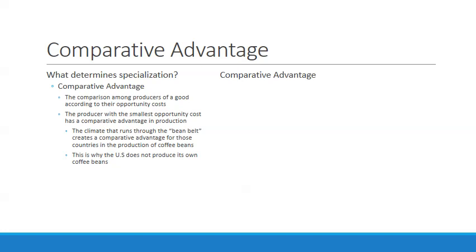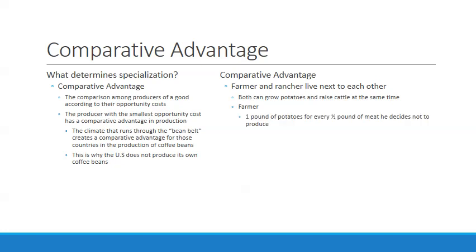So let's look at an example of comparative advantage. We're going to take a farmer and rancher that live next to each other. Both can grow potatoes and raise cattle at the same time. For the farmer, it is 1 pound of potatoes for every half pound of meat he decides not to produce. So in other words, the farmer can say, okay, the less cattle I have, the more potatoes I can produce. He's going to give up a half pound of meat for every pound of potatoes. Now look at the rancher though. He must give up 8 pounds of meat to produce 1 pound of potatoes. So should the rancher even attempt to grow potatoes at all? Well, obviously based on this opportunity cost, no, he's giving up too many pounds of meat.